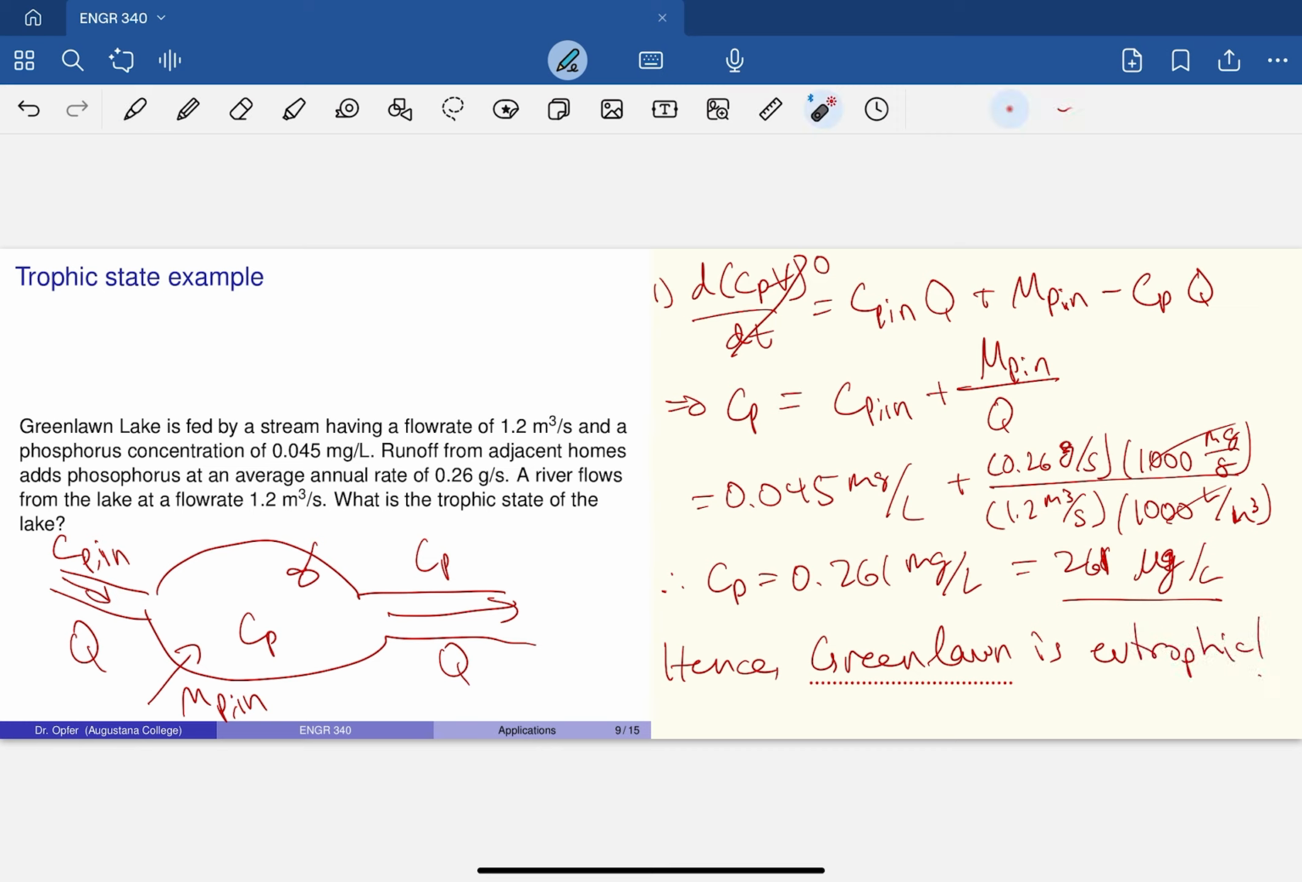A couple of things that we could change: we could do the same process but with chlorophyll a concentrations and classify the trophic state that way if we had that sort of information instead of phosphorus. Or we could have some transformations happening in the lake. Those are a couple different ways that we could change this problem or make it a little bit more spicy.